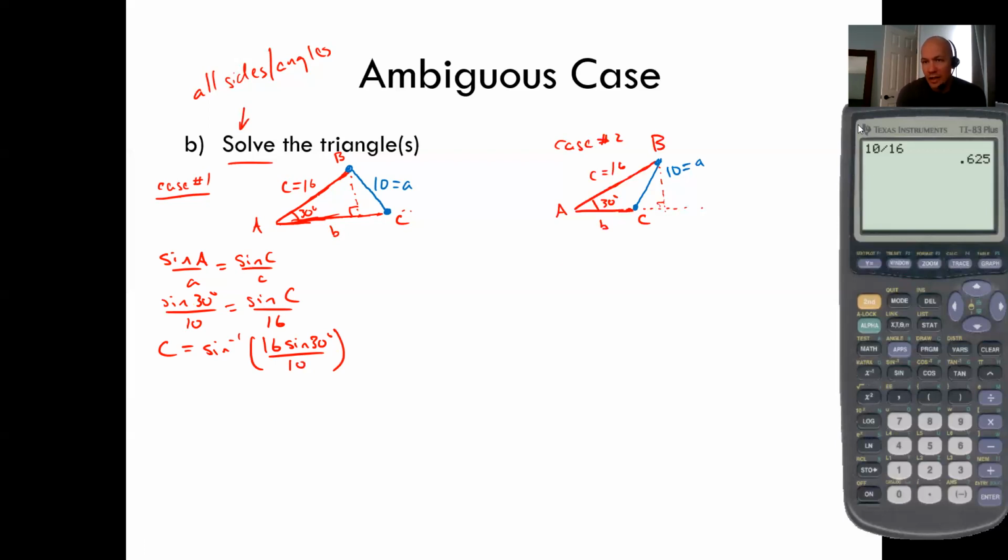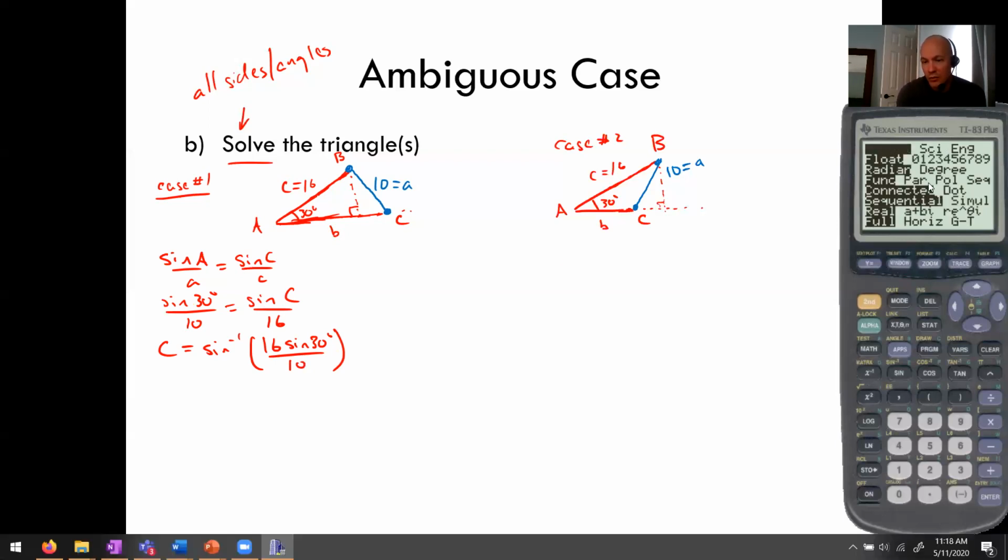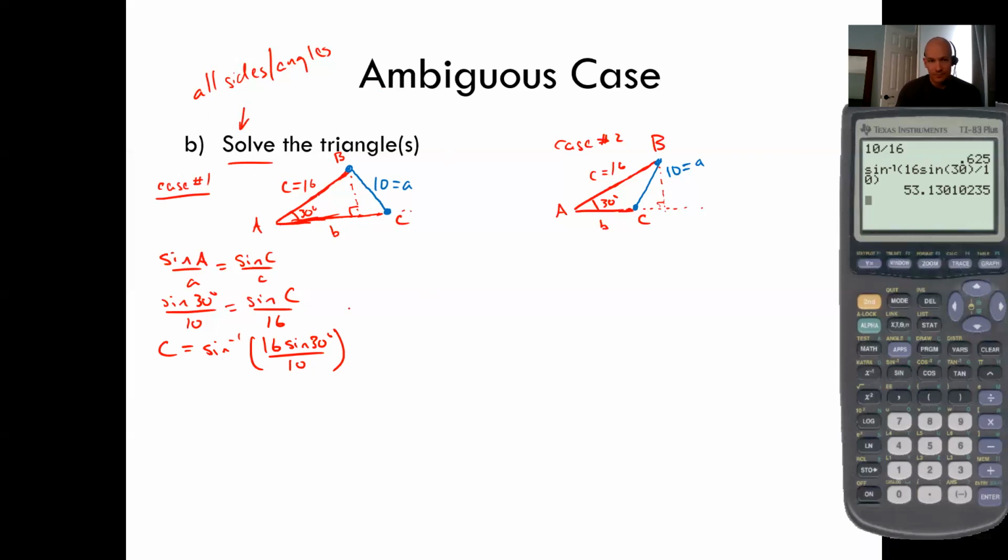So jumping over to my calculator, making sure it is in the correct mode, degree mode. Just clear that. So I go inverse sine of 16 sine 30, although to be fair, I know sine 30 is a half, but let's type it in anyway. Equals, divided by 10. So I wind up getting an angle of 53.13 degrees.